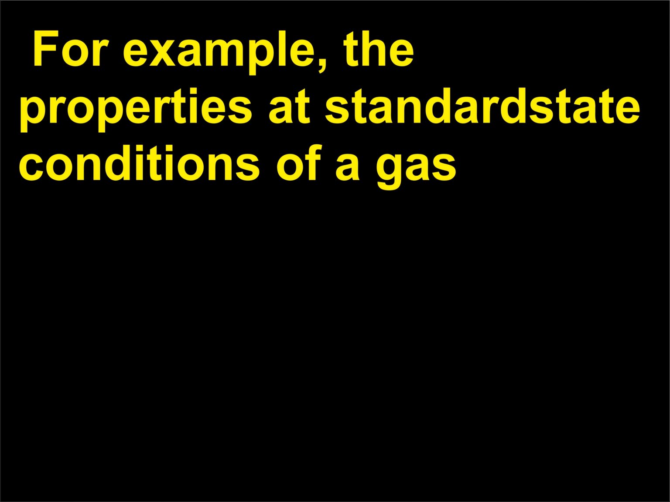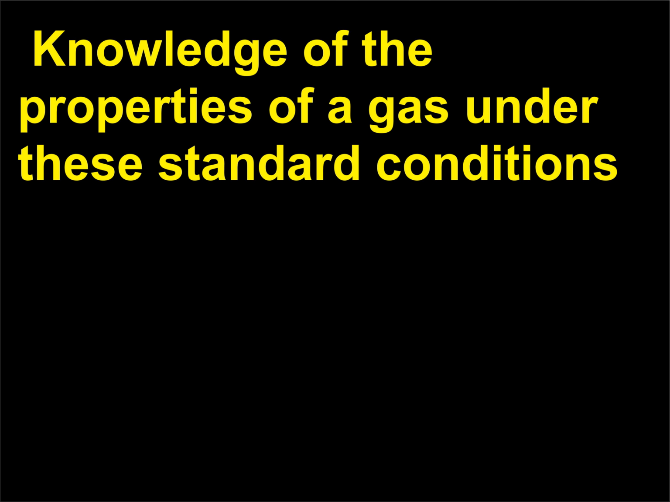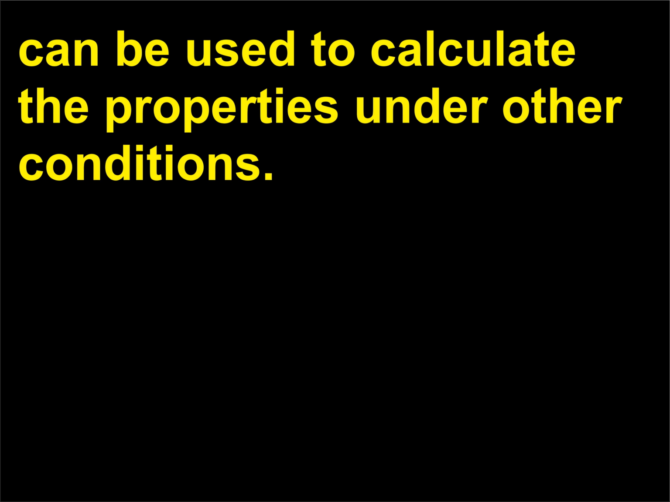For example, the properties at standard state conditions of a gas may be defined by its properties at 293.15 K and 1 bar of pressure. Knowledge of the properties of a gas under these standard conditions can be used to calculate the properties under other conditions.